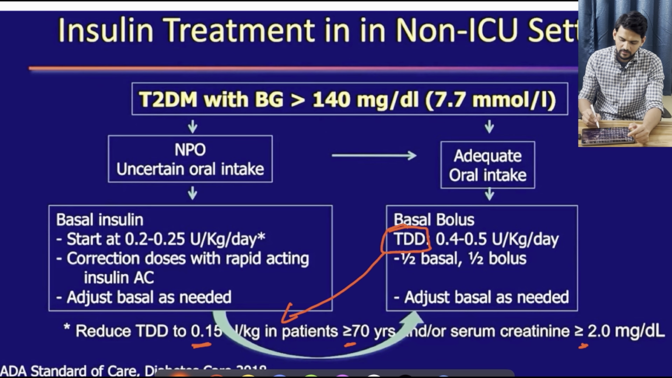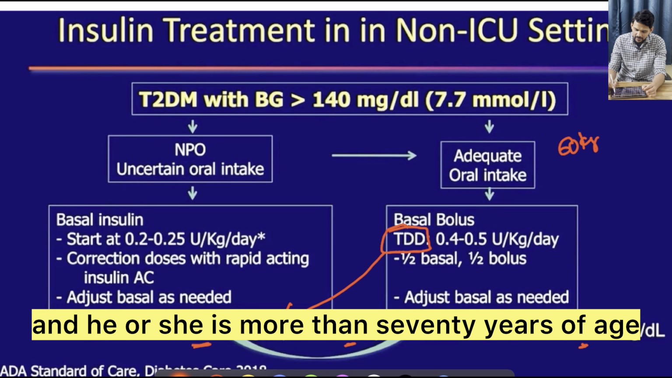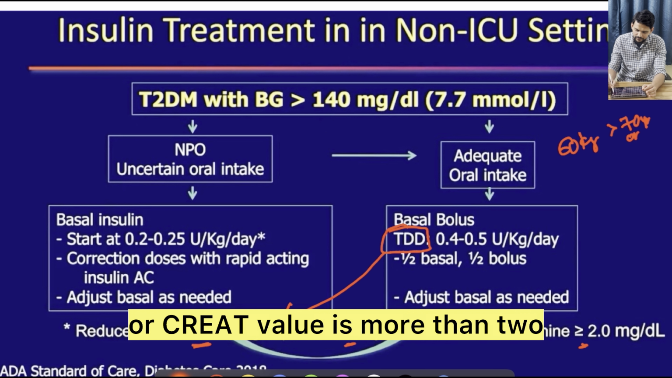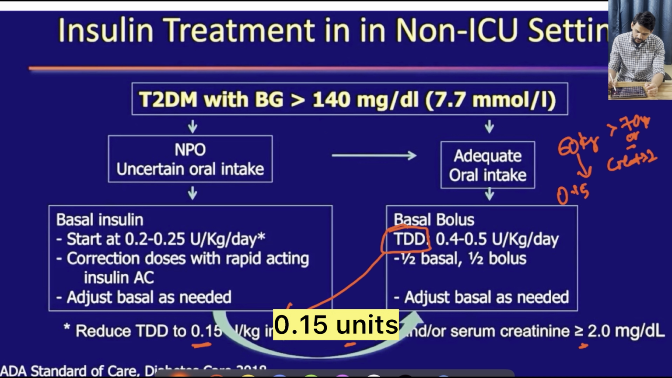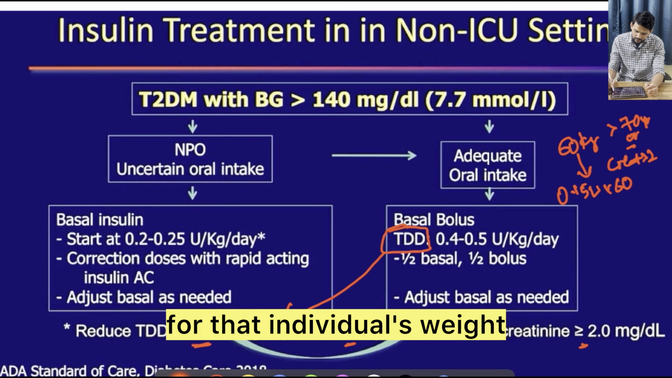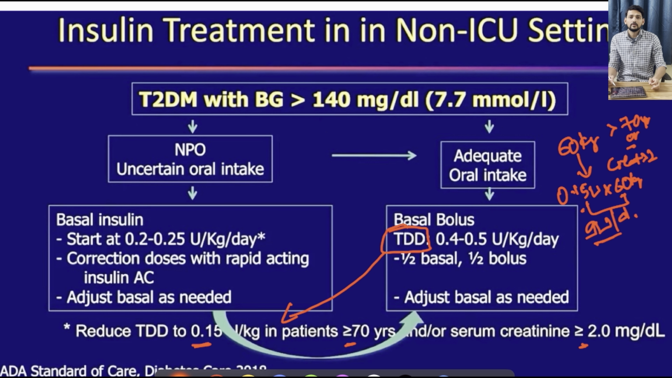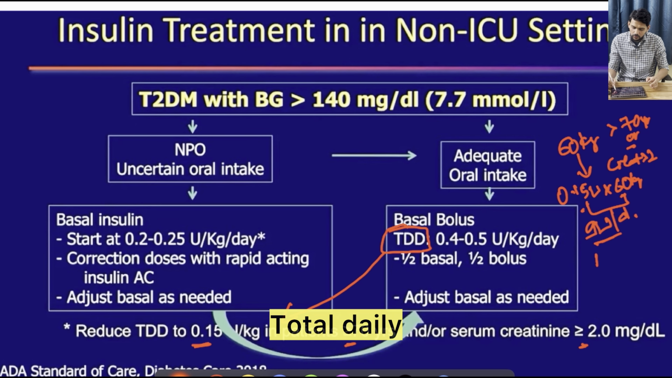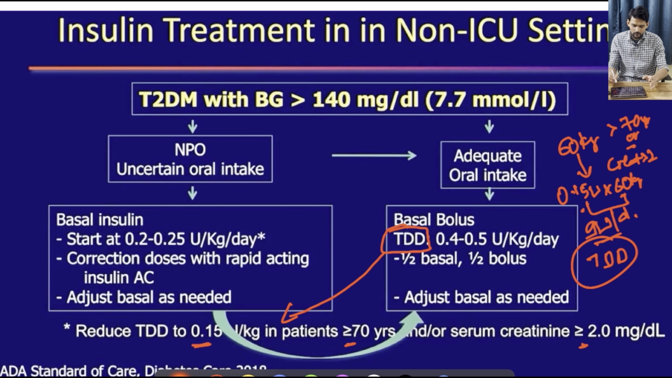So this is nothing but if the individual is weighing 60 kg and he or she is more than 70 years of age or creatinine value is more than 2. In this scenario, we have to utilize 0.15 units for that individual's weight. So it will be approximately 9 units per day. This will be the total daily dosage for that particular individual. Hope you understood the point.